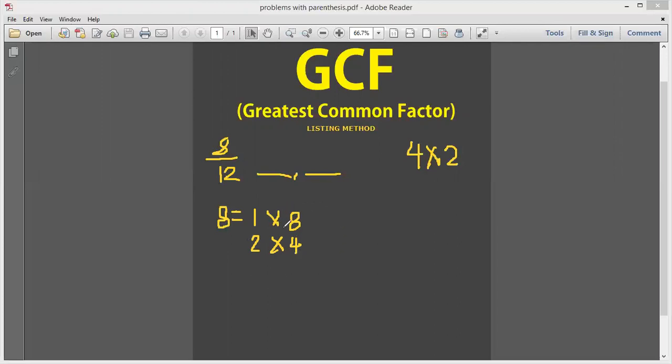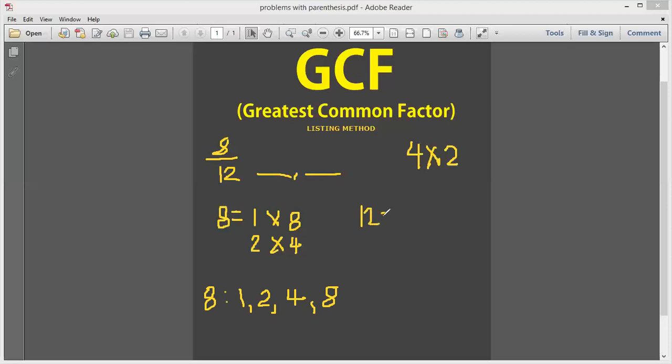I am going to rewrite them down here in order: 1, 2, 4, and 8. So 1, comma, 2, comma, 4, comma, and 8. Okay, so we're done with 8. Now I've got my factors, and then we'll work on 12. So I'm going to write 12 here.